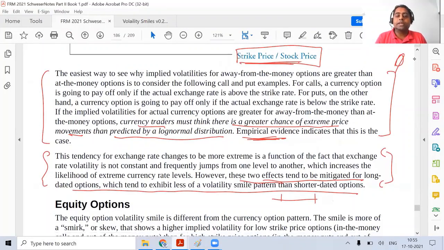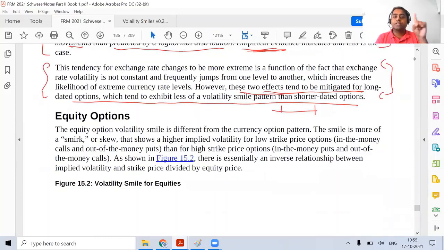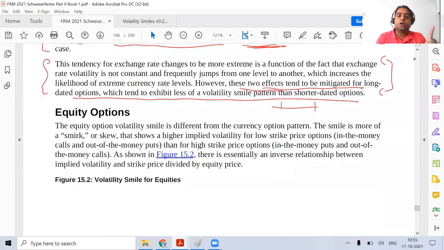Taking you all to the next section, which is equity options. So we have seen the first product, which is foreign exchange. The second product is equity. Both of these products can get tested in your exam, so please make sure that you are good till this part. Let us go to this.